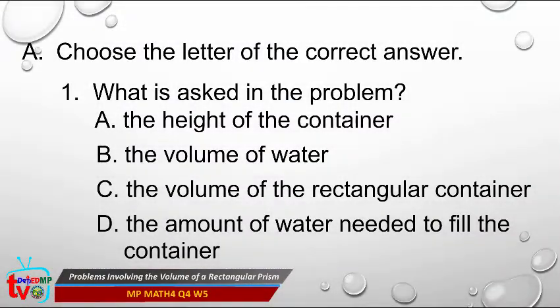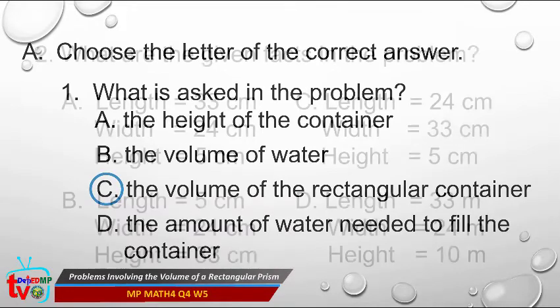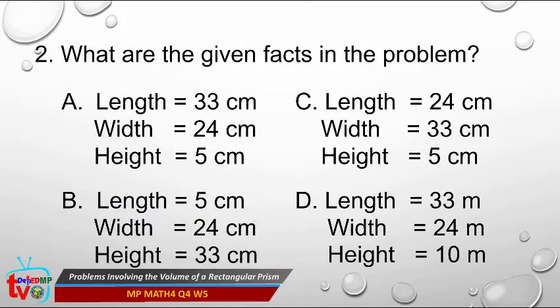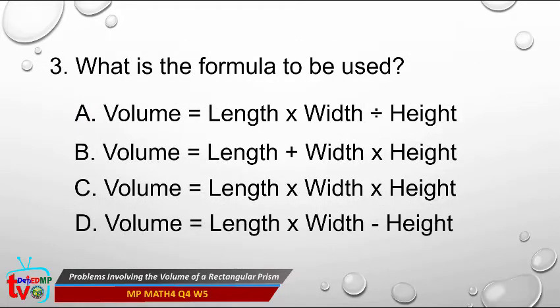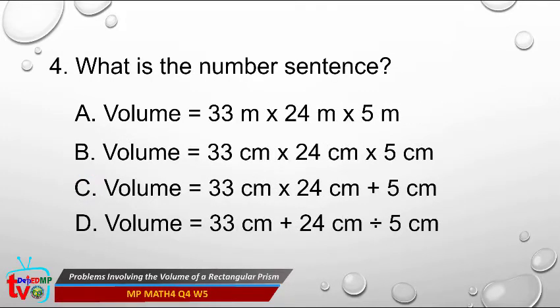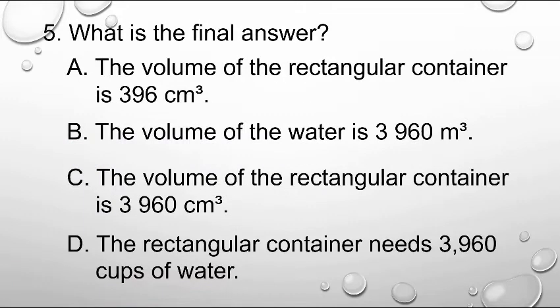Let's see. Check your answers. Count your score, then write it on your paper. Here are the answers for numbers 1 to 5. For number 1, it's letter C. For number 2, the given facts are letter A. Number 3, the formula to be used is letter C. Number 4, the number sentence is letter B. For the last number, the final answer is letter C.